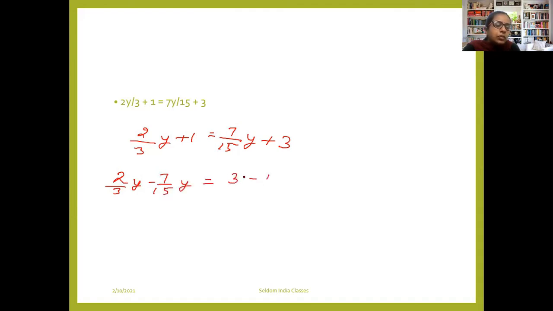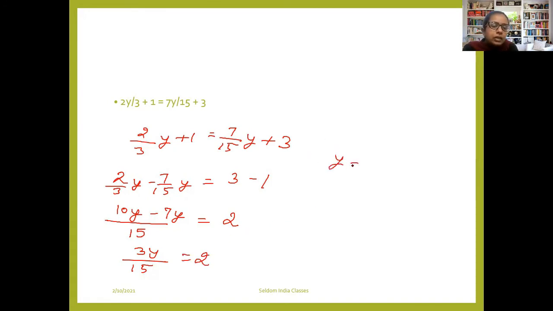3 minus 1. Now taking the LCM of 3 and 15, we will get 15 here, 10y here minus 7y equals 2. So 3y by 15 equals 2, or y equals 2 into 15 by 3. Cancelling 15 by 3 gives 5. So y we will get equals 10.